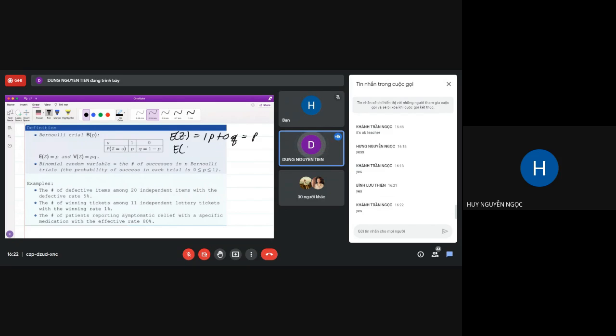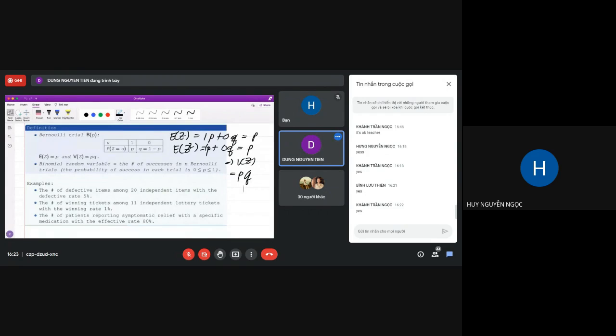You can also find the mean of Z squared, and that is 1 squared times P plus 0 times Q, and you still get the same thing, P. And from that, you can get the variance of Z, which is the mean of Z squared minus the square of the mean of Z, and you get P times Q, where Q is 1 minus P. A binomial random variable is simply the number of successes in n binary trials. So you can use a binomial distribution to describe the number of successes in n binary trials.